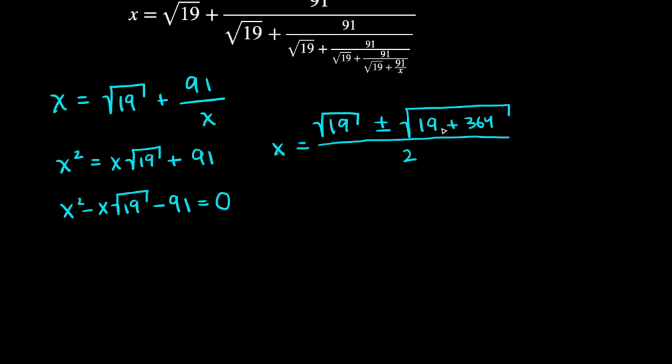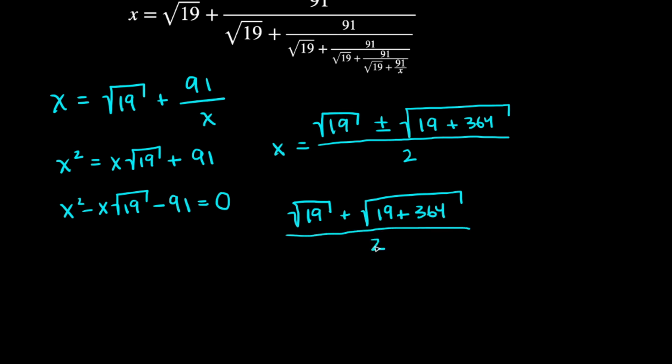Now, these are the possible values of x, but they want the sum of the absolute values of the possible values of x. So one possible x, which is positive anyway, so the absolute value is just equal to itself, would be root 19 plus root 19 plus 364 over 2.